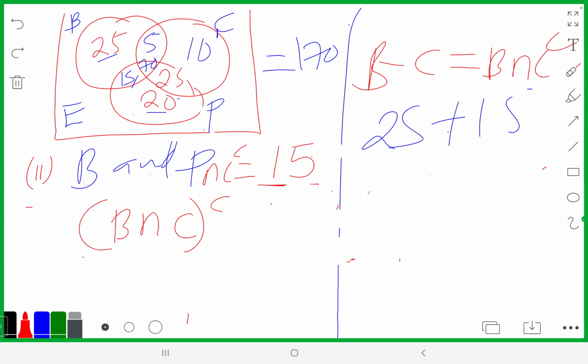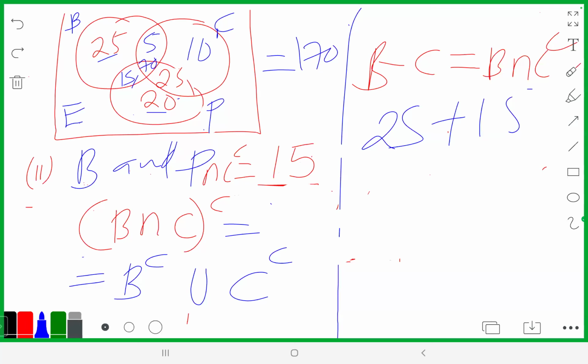According to De Morgan's law, this is equal to B complement union C complement. Okay, like they are equal. So it is as good as what is not in B plus, union means plus, what is not in C. What number is that? What is not in B plus what is not in C. So in short, can you find the 20.